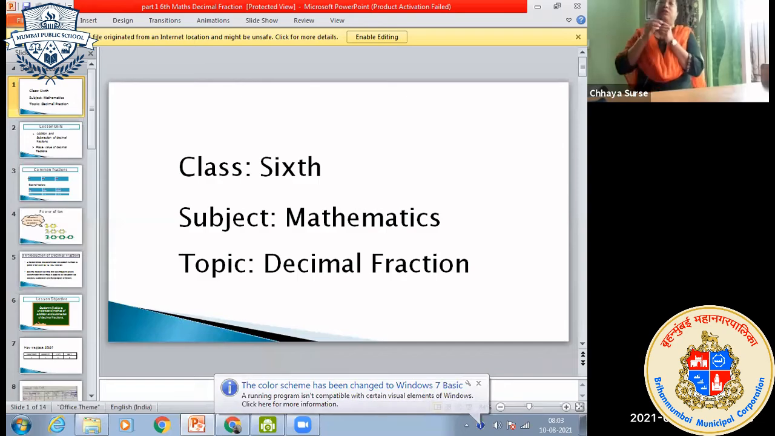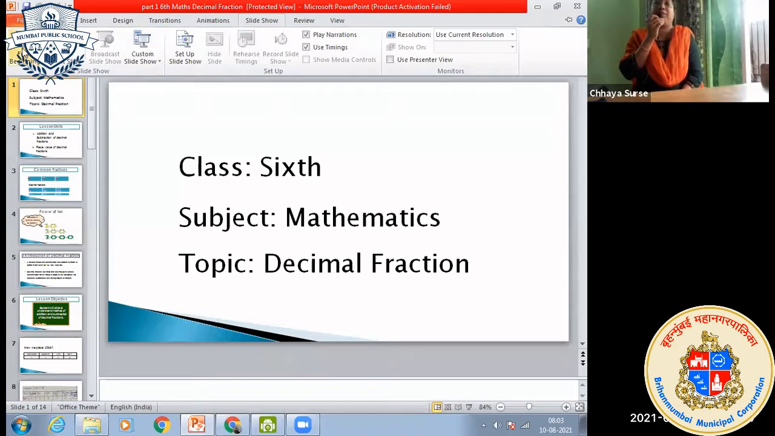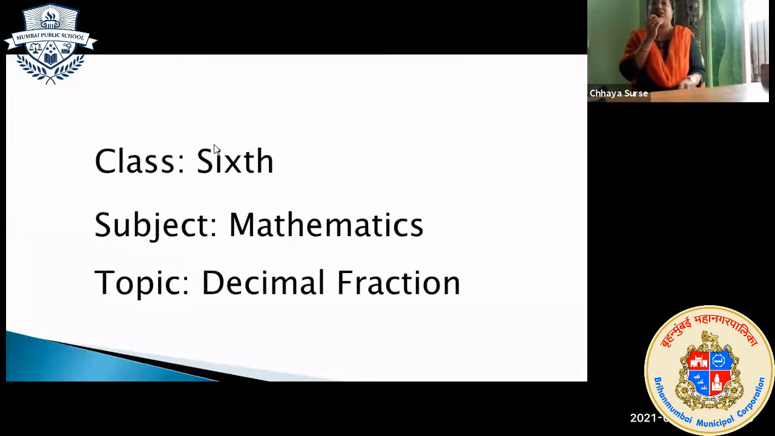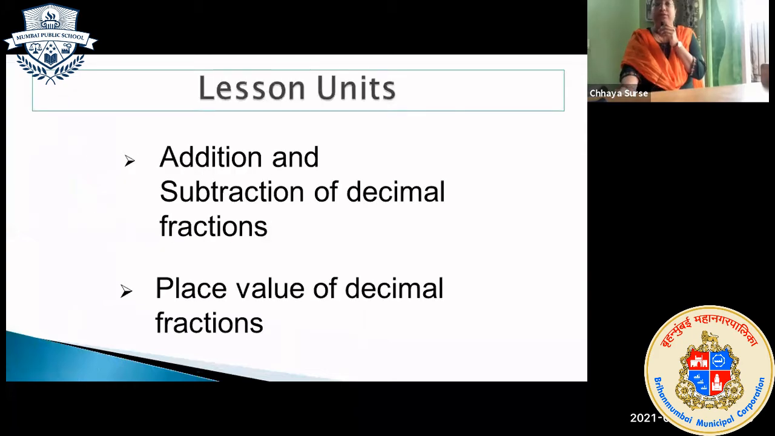So today we will learn about sixth standard mathematics, decimal fractions. In the previous lesson, you learned about fractions and operations on fractions. In this unit, we will learn about the addition and subtraction of decimal fractions. There are different types of fractions. In this lesson, we learn about decimal fractions, and there are two operations, addition and subtraction.